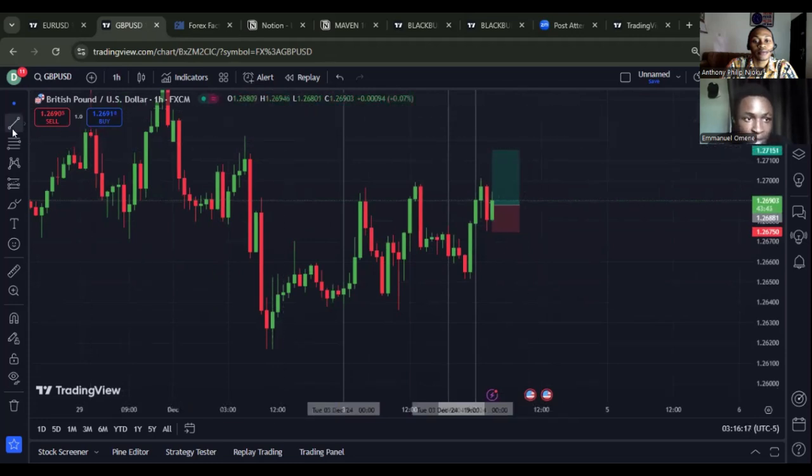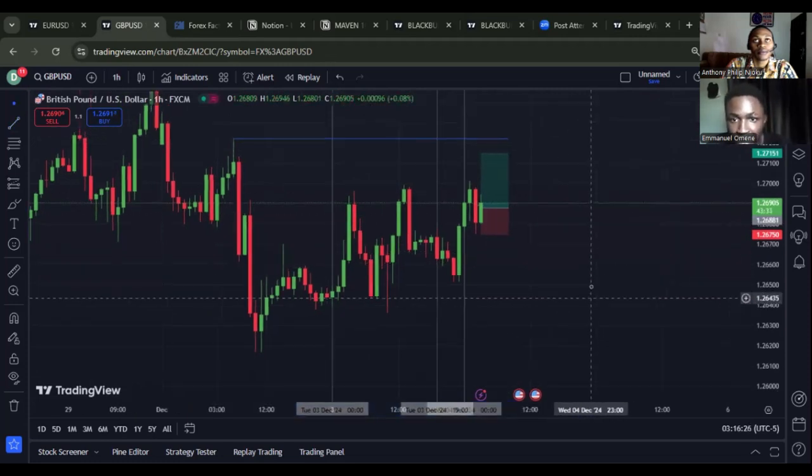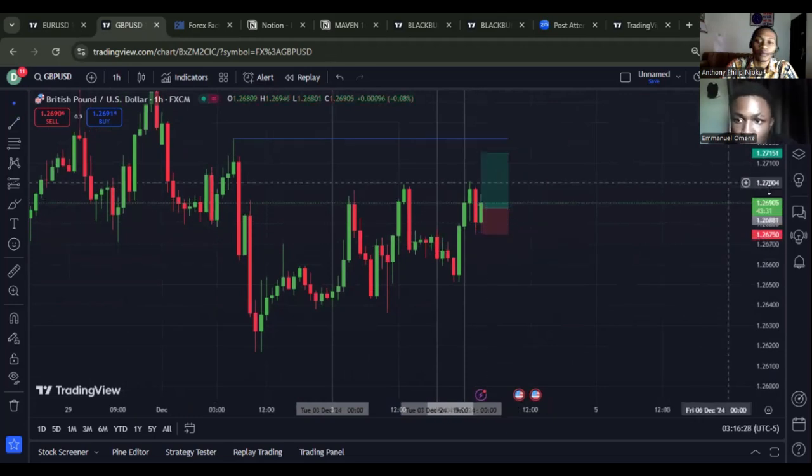But this is my target for the market. From the current place it is now, I'm expecting it to go all the way up here. Basically, I'm expecting it to breach. It's already going up. I'm expecting it to breach and break into 127 and then get to at least 127,150 before any reversal.